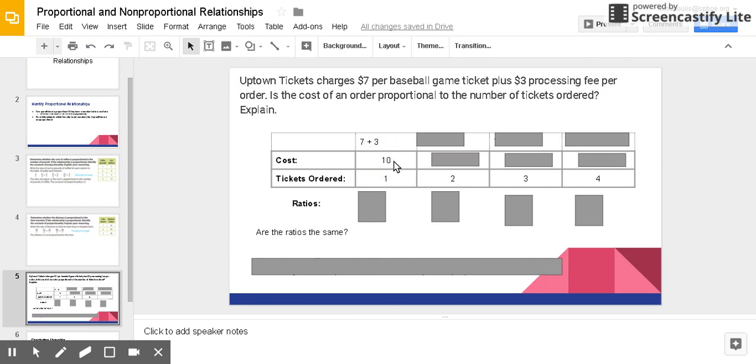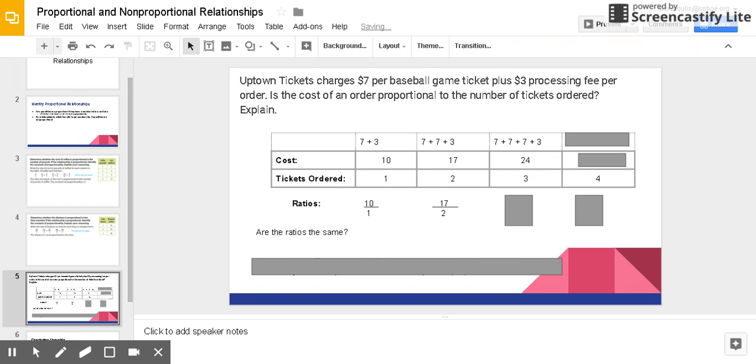If we were to buy two tickets, the cost would be $7 for one ticket, $7 for a second ticket, and $3 for the processing fee. If you add that together, you get 17. So your ratio in this case would be 17/2. Let's see what the cost would be for 3 tickets ordered. 3 tickets, $7 each, plus a $3 processing fee, and it costs $24. For 4 tickets, they're each $7 plus a $3 processing fee, and you get a total cost of $31.